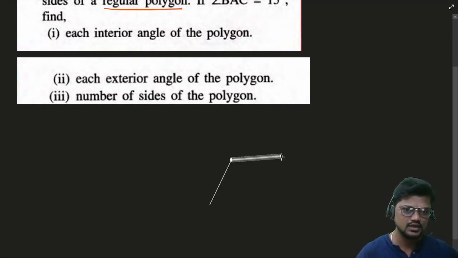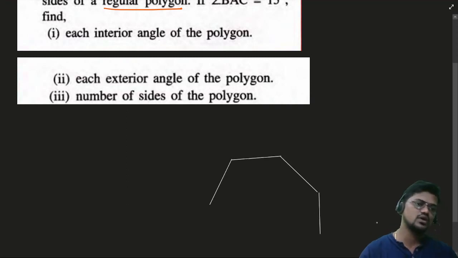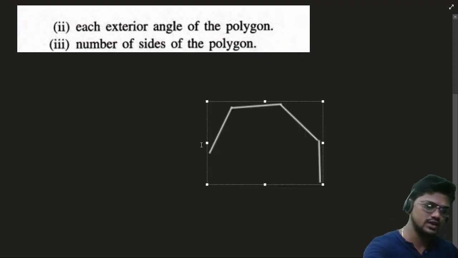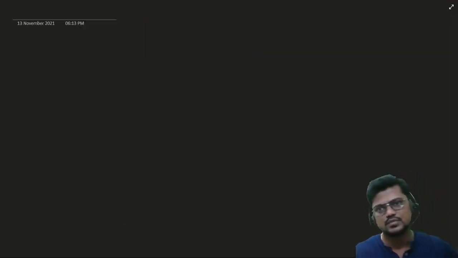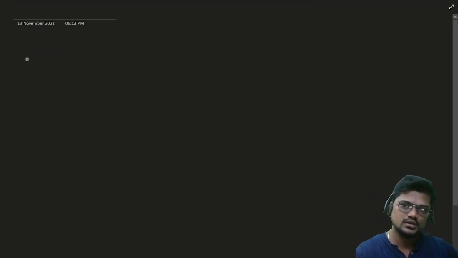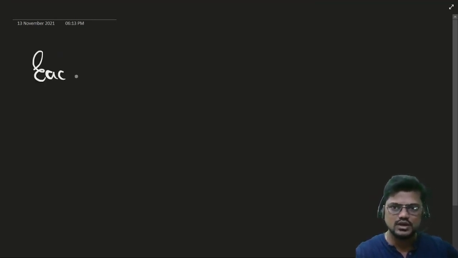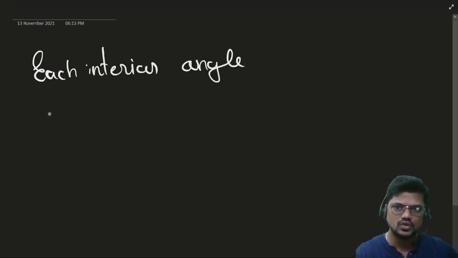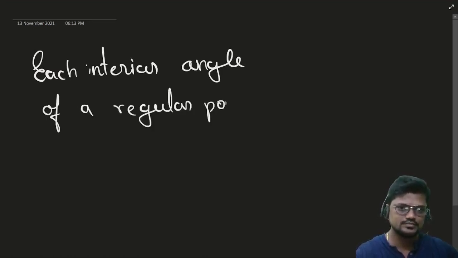But all the sides will be equal. How many sides it has, we don't know. But all the sides will be equal. And when all the sides are equal, all the exterior angles are also equal and all the interior angles are also equal. Now, let us understand the condition for a regular polygon. Now, what is each interior angle of a regular polygon?